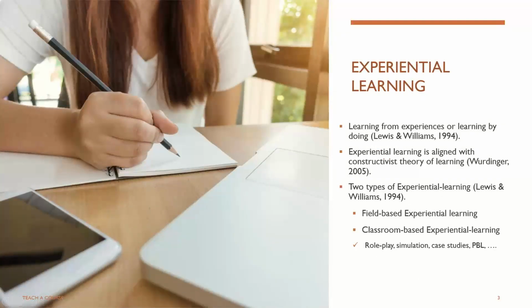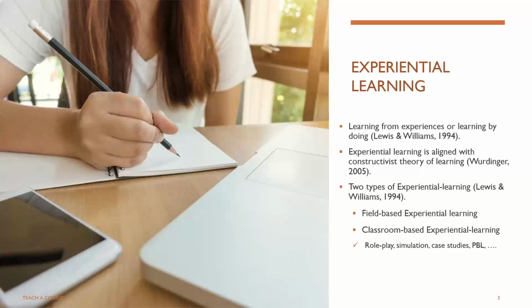First of all, experiential learning, as mentioned before, is learning from experiences or learning by doing. This is what Lewis and Williams said in 1994. Experiential learning is aligned with the constructivist theory of learning. It means when the students are engaged in a process of learning, they learn better, they construct knowledge for themselves, and they understand better.